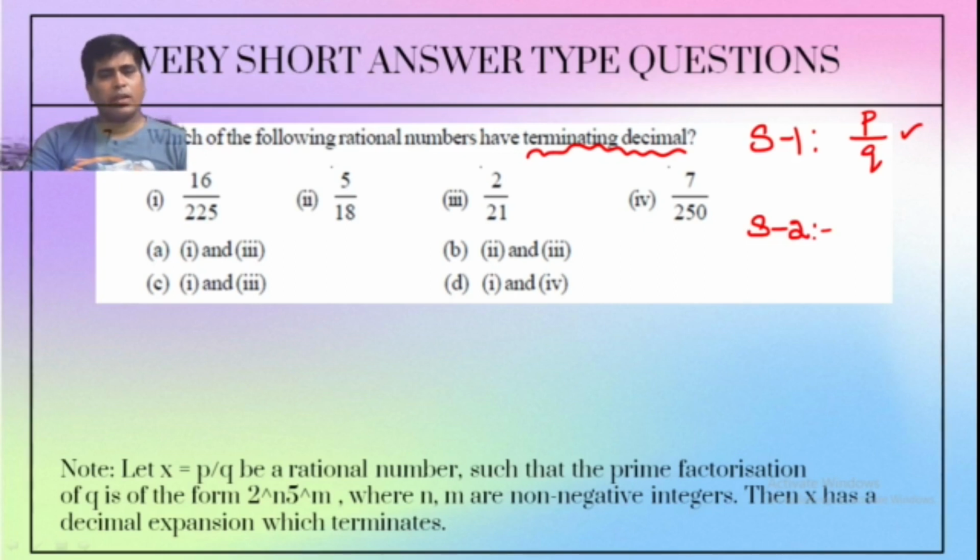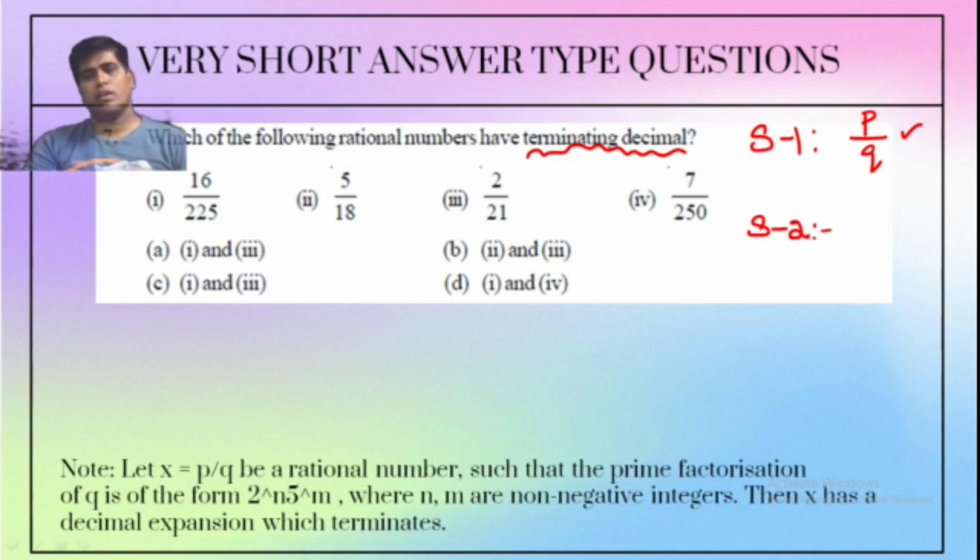16 by 225 is in the standard form. 5 by 18 is also in the standard form. 2 by 21 is also in the standard form. 7 by 250 is also in the standard form. So what is the standard form? We cannot simplify it further.